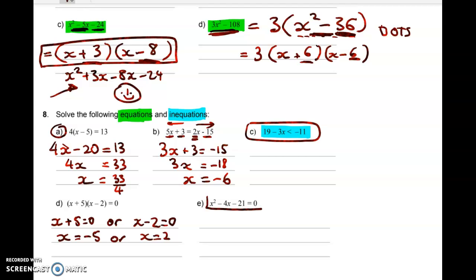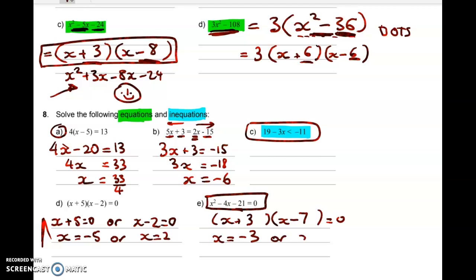All right, this one here is not factorised yet, so that's the first step. I'll start by factorising it. So I'm looking for a plus minus sign pattern. I'm going to have x minus 7 and x plus 3. And following the same logic as over here, that gives me x is equal to -3 or x is equal to 7. So lastly, I'm going to come back to this inequation.